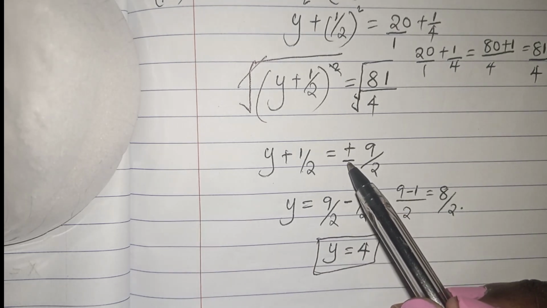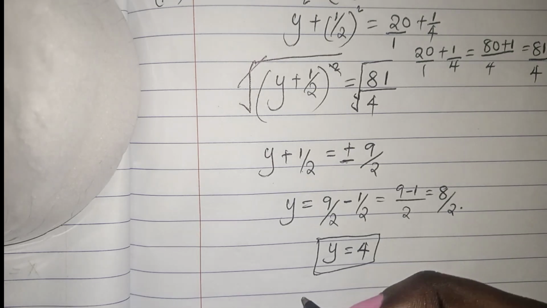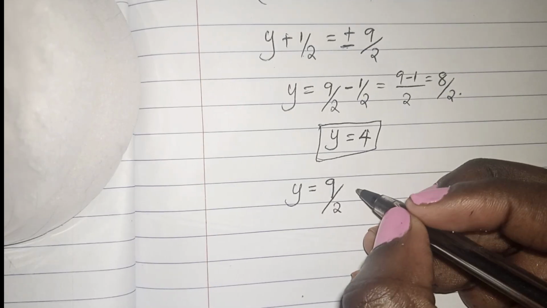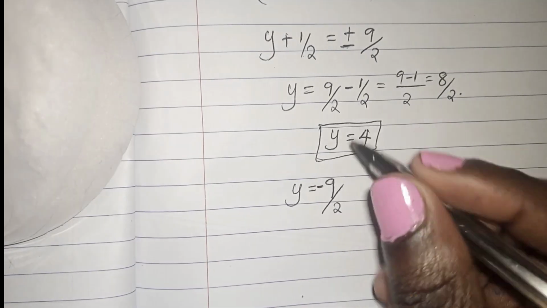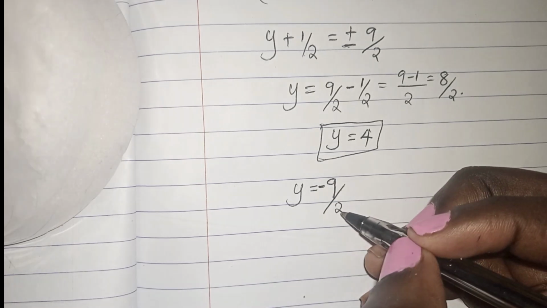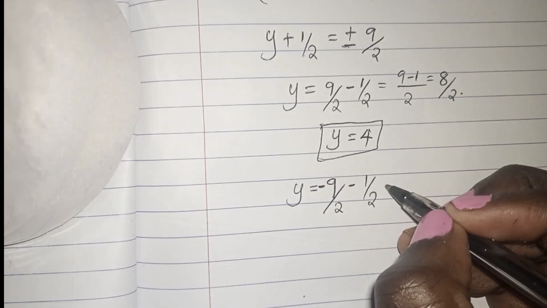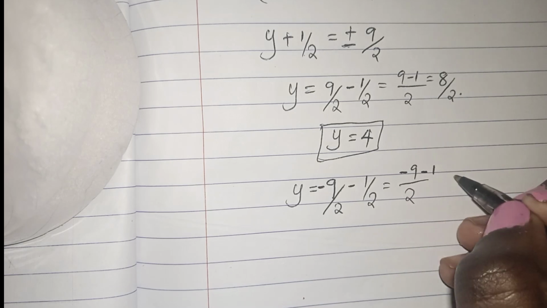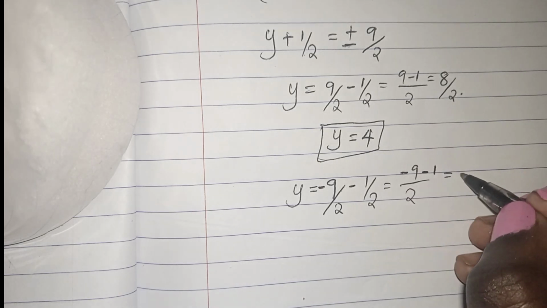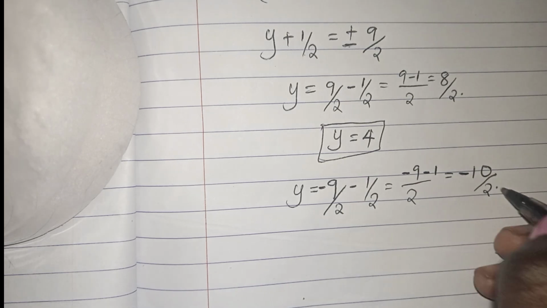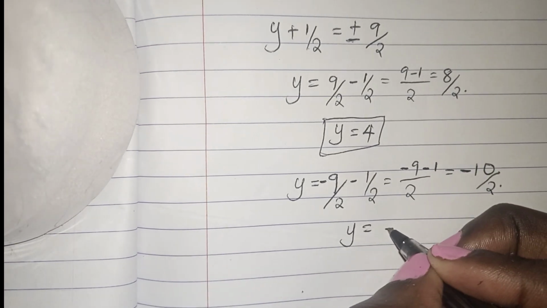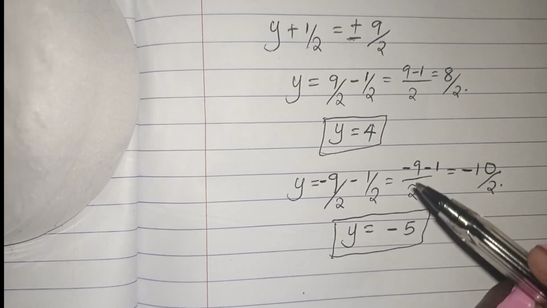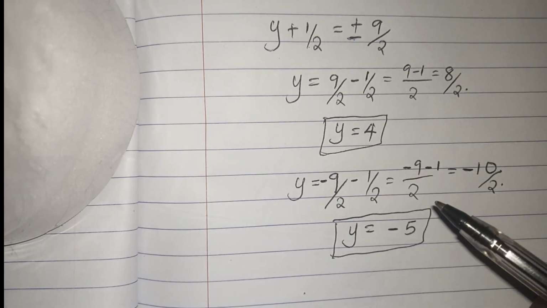Our second value of y, we are now taking the negative sign. So y plus a half is equals to negative 9 over 2. So this is negative 9 over 2 minus a half, which is equals to negative 9 minus 1. So negative 9 minus 1, this gives us negative 10 over 2. So y is equals to negative 5. So this is the second value of y. So we've solved the value of y using completing square method.